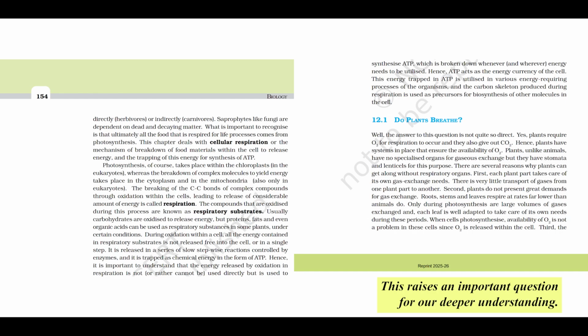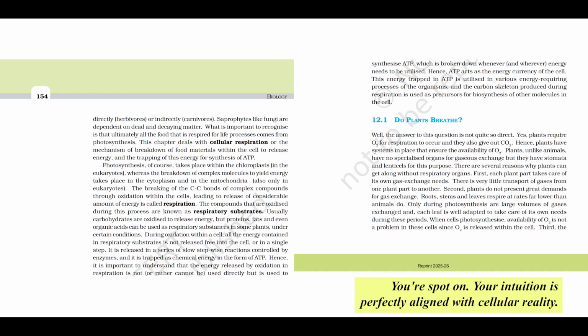This raises an important question for our deeper understanding. When complex compounds like glucose break down during respiration, how exactly is this energy released? Is it all at once in one massive explosive burst? My intuition tells me it can't be all at once. If it were, wouldn't it be like a huge uncontrolled explosion, releasing so much heat that it would damage or even incinerate the cell? Is that why the process must happen in a series of smaller, more controlled steps?